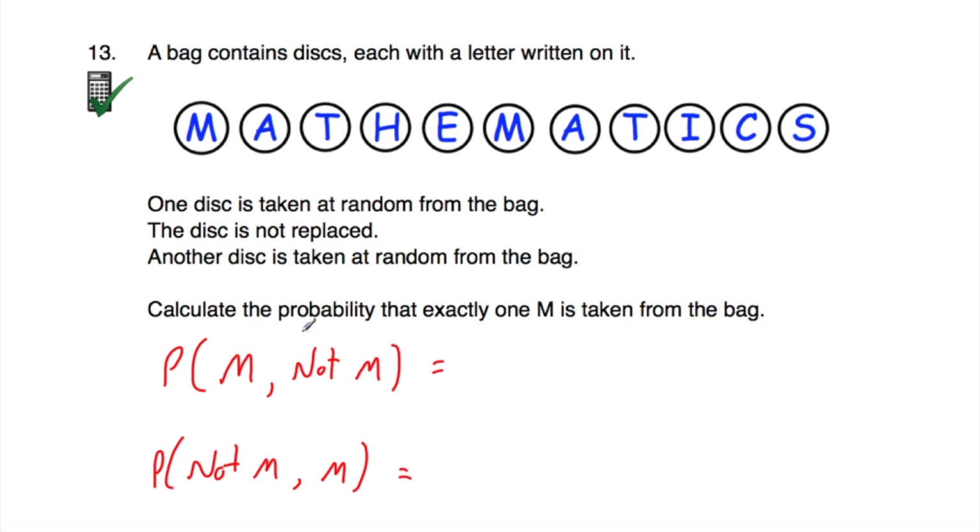Okay, so let's consider this first of all, the probability of getting an M and then not an M. So in terms of an M, there's 1, 2, 3, 4, 5, 6, 7, 8, 9, 10, 11 discs in the bag, and 2 of them have got M's on them.